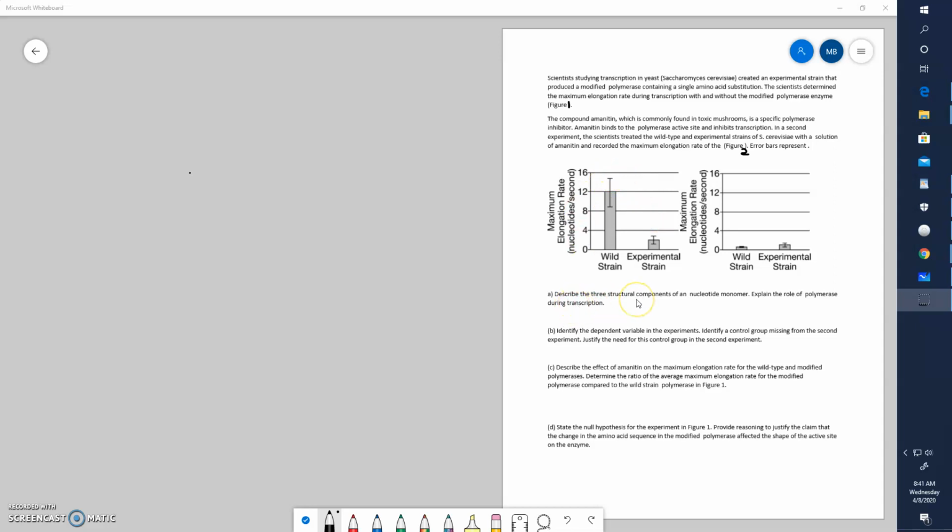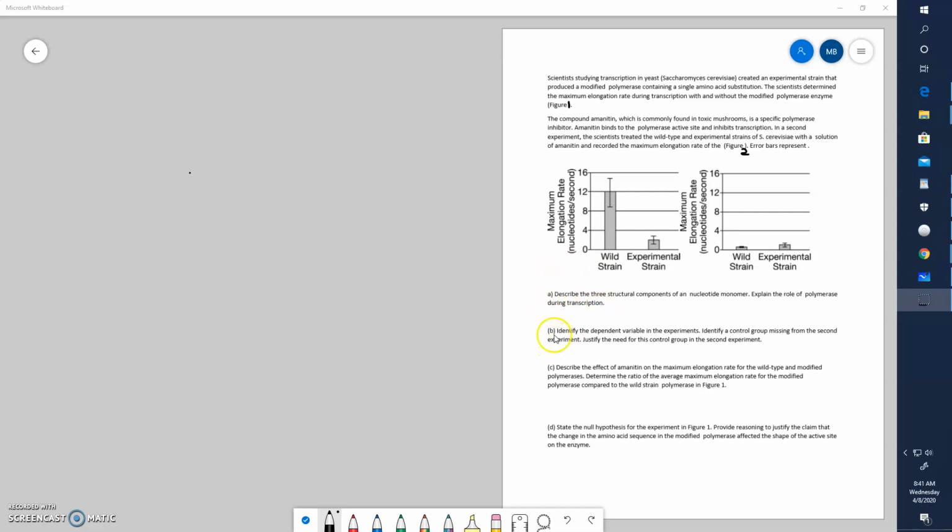So A, describe 3 structural components of a nucleotide monomer. That's the first part, and this is just basic knowledge of the macromolecules. We've got the ribose, the phosphate, and the nitrogenous base. Those are the 3 parts of the nucleotide. And then the role of polymerase during transcription. Transcription being DNA to RNA, so it's going to be RNA polymerase. Its role is to make RNA from the DNA template and to join those RNA nucleotides together. So hopefully everybody got A.